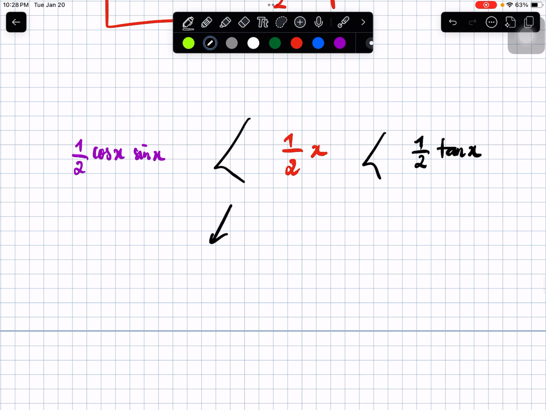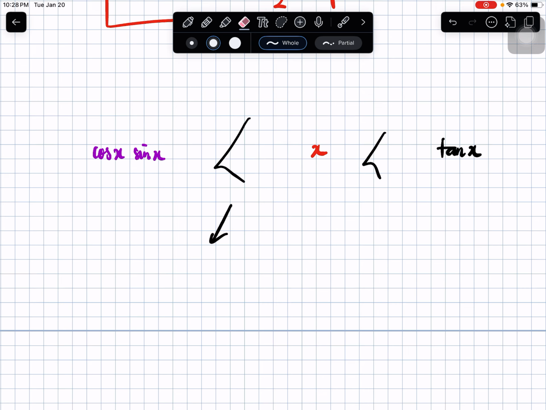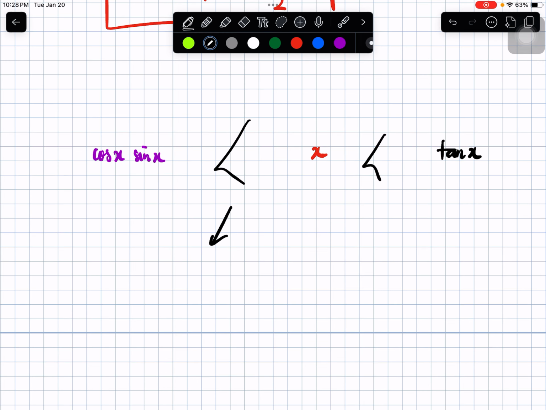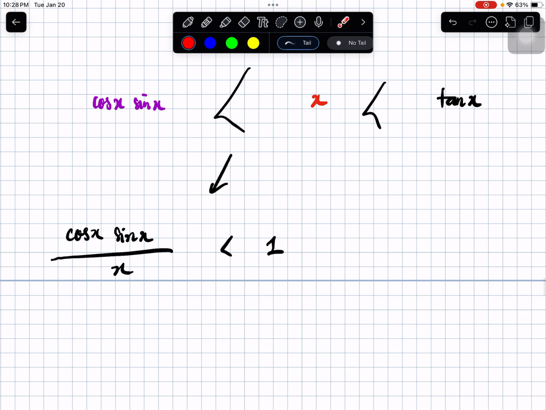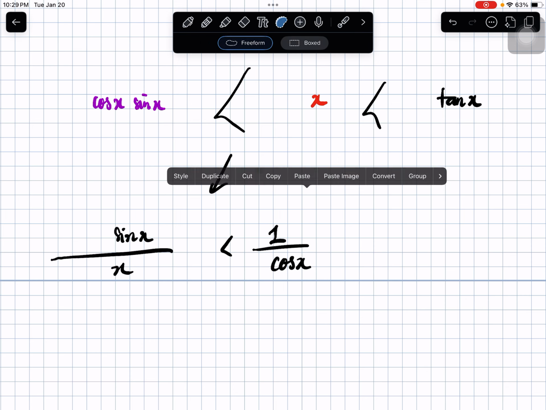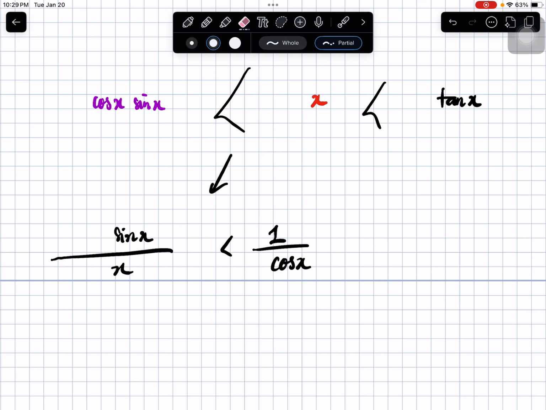From the first inequality, let's just divide everything by 2. So we have, from the first inequality, sine of x, cosine of x divided by x less than 1. Now dividing by cosine of x, we have sine of x divided by x less than 1 divided by cosine of x. So that comes from the first inequality.